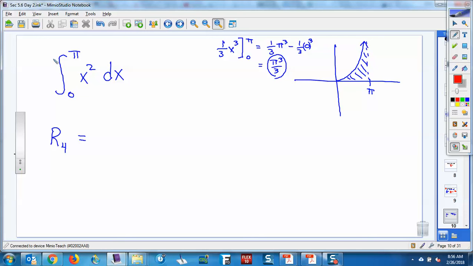Under the graph of x squared from 0 to pi, how would we do an approximation on this shape, not a geometric technique? You can do it with the fundamental theorem, which I've already done. So we got 1/3 x cubed from 0 to pi. In your book, this is number 17 on page 355.